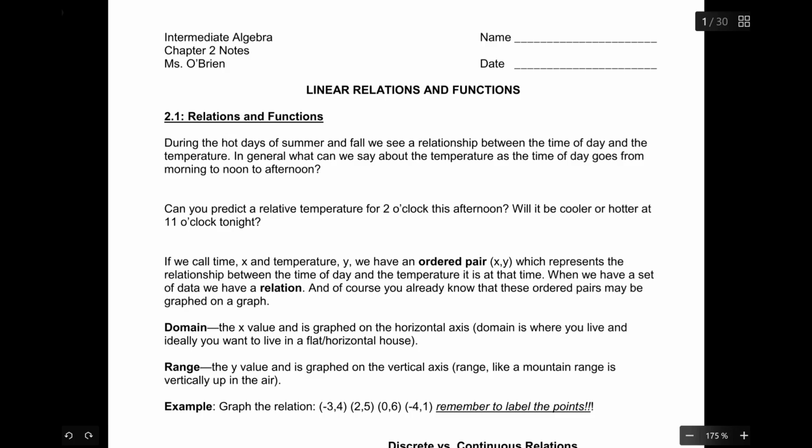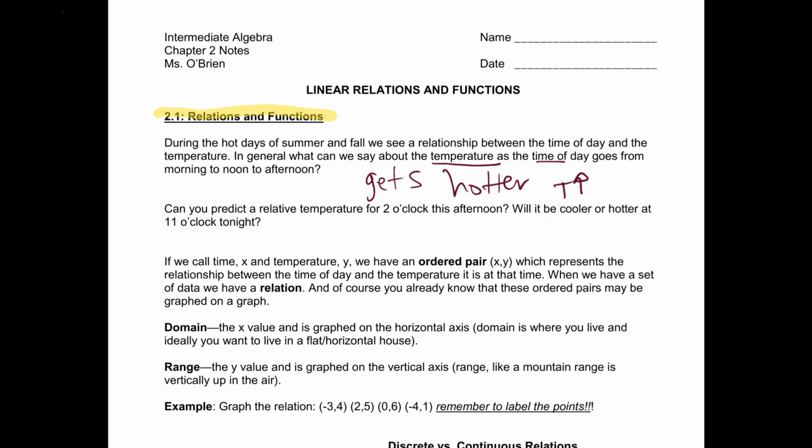Welcome to Chapter 2, Section 1, Relations and Functions. During the hot days of summer and fall, we see a relationship between the time of day and the temperature. In general, what can we say about the temperature as the time of day goes from morning to noon? From morning to afternoon, it gets hotter. It rises, the temperature increases.